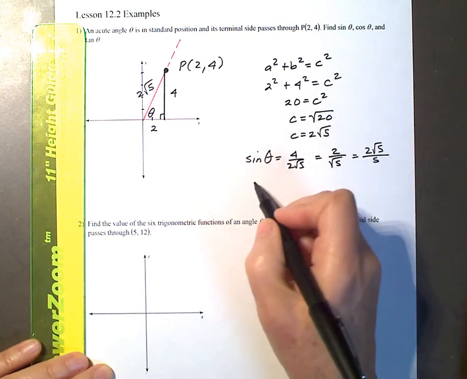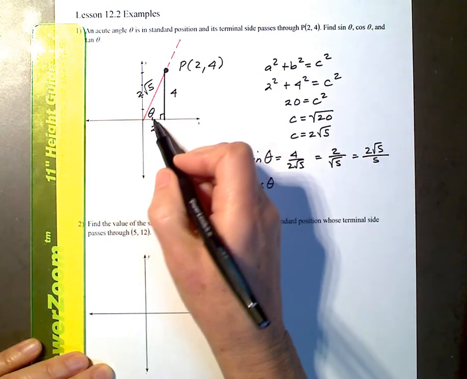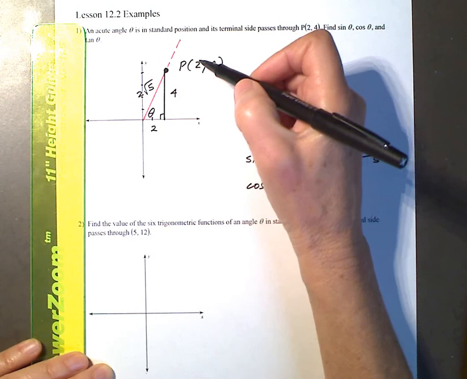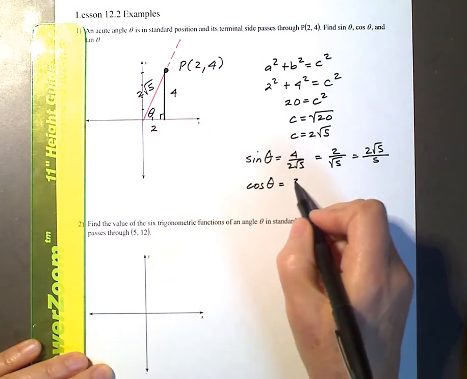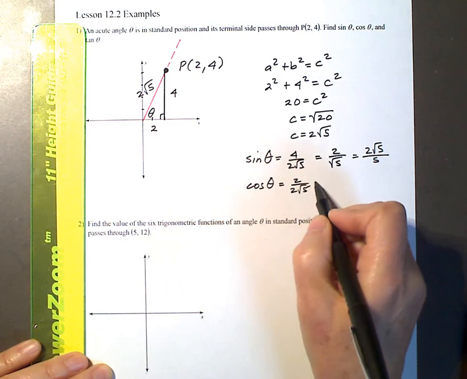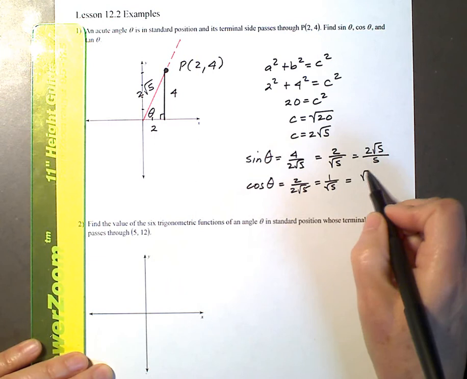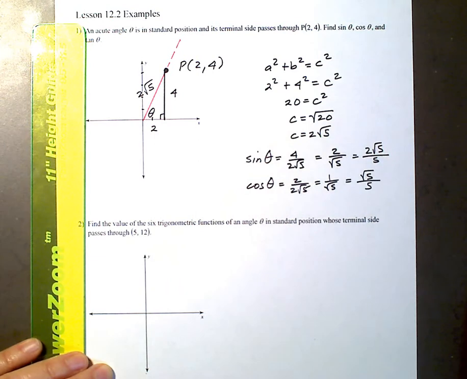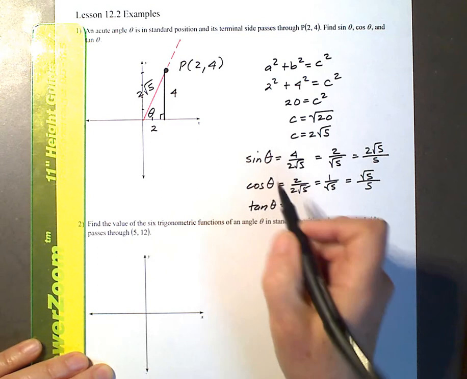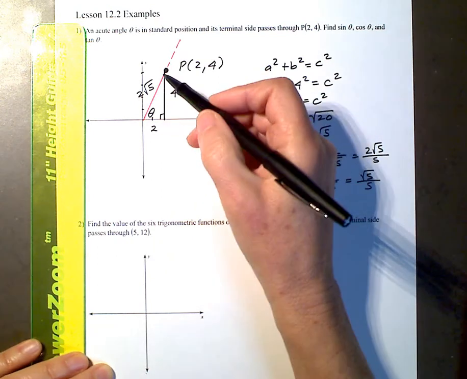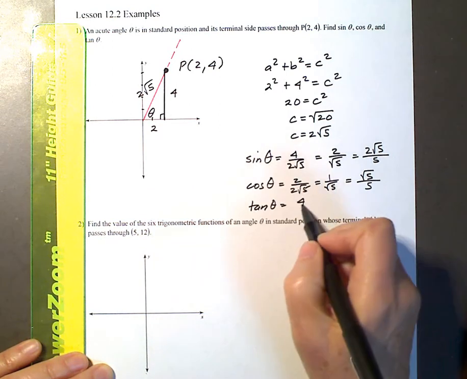The cosine of that angle theta is the adjacent side over the hypotenuse, or this x value, x over r. So that's 2 over 2 root 5, which is 1 over the square root of 5, which when I rationalize it is root 5 over 5. And the tangent of that angle is just the opposite over the adjacent, or y over x. So for this angle it's 4 over 2, which is 2.